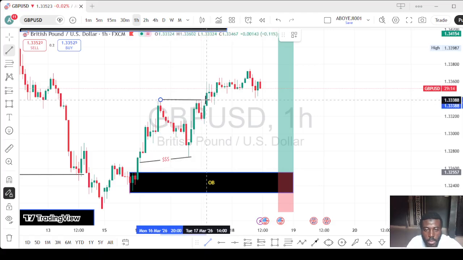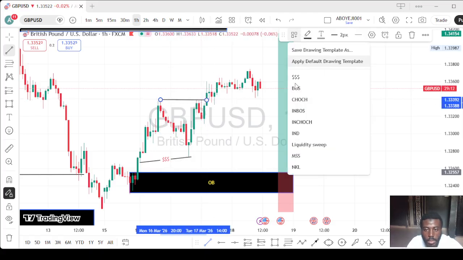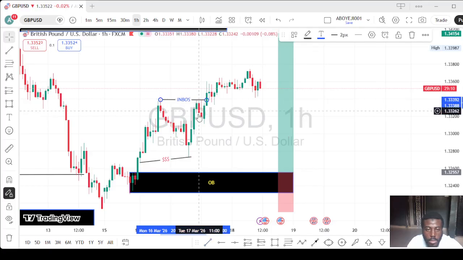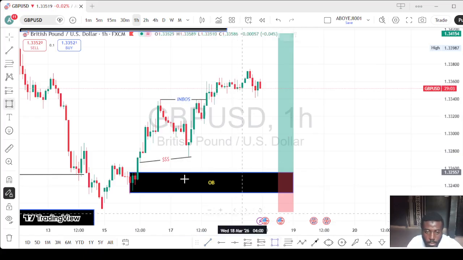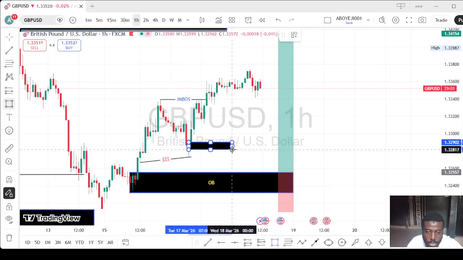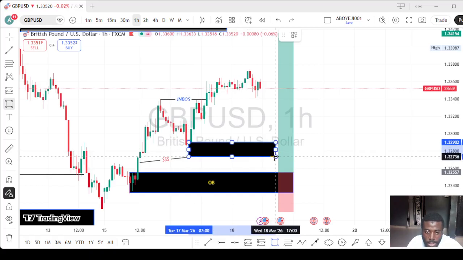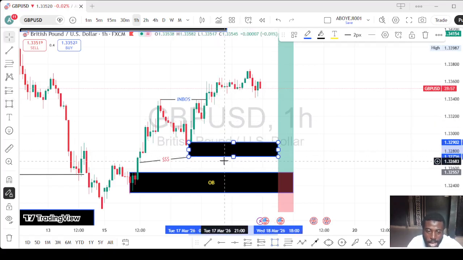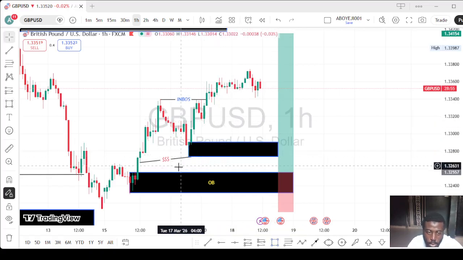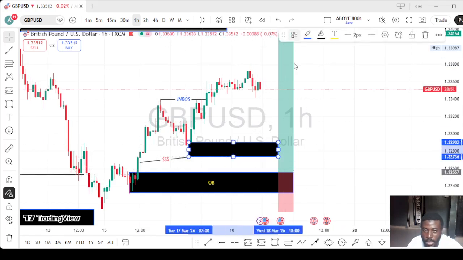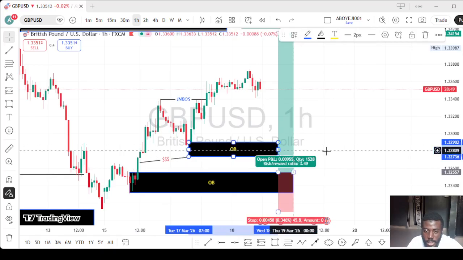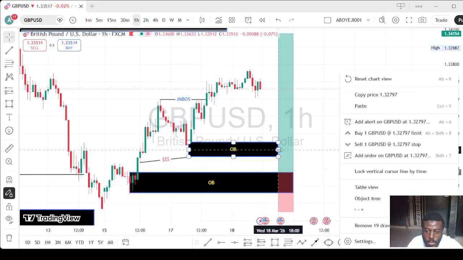This is break of structure. This is break of structure, and we are having an order block here. You can say this order block is valid, but the reason why I will not take this order block seriously is because there is still an FVG here. So let's see, maybe market is going to respect it or not.